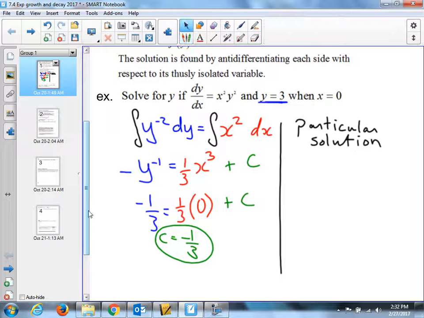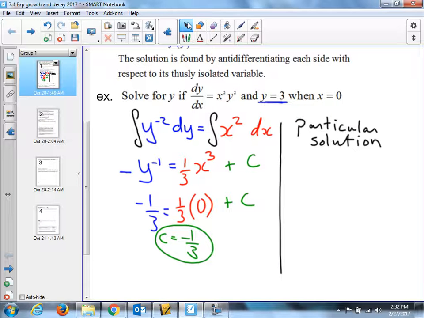And why do I say particular? Because the general solution is the one with, you know, this constant in here. These particular conditions are met, y equals 3, x equals 0. That's why particular. Anyways, we've used the term before. We now use x and y. We have an actual number for the constant, of negative 1/3.